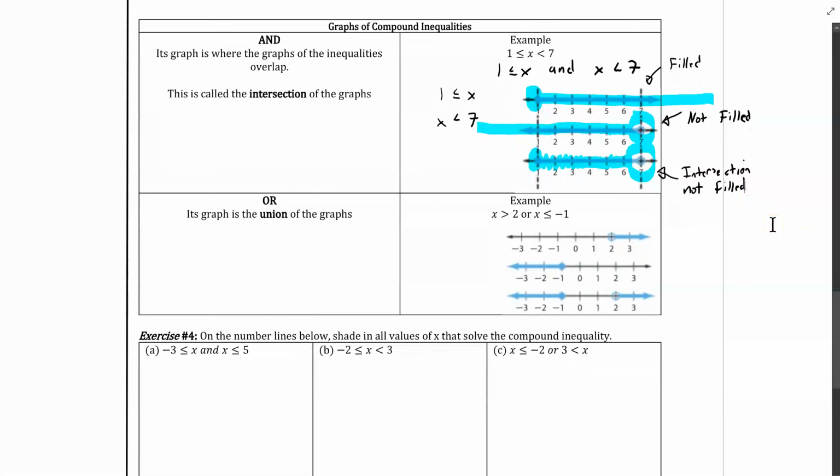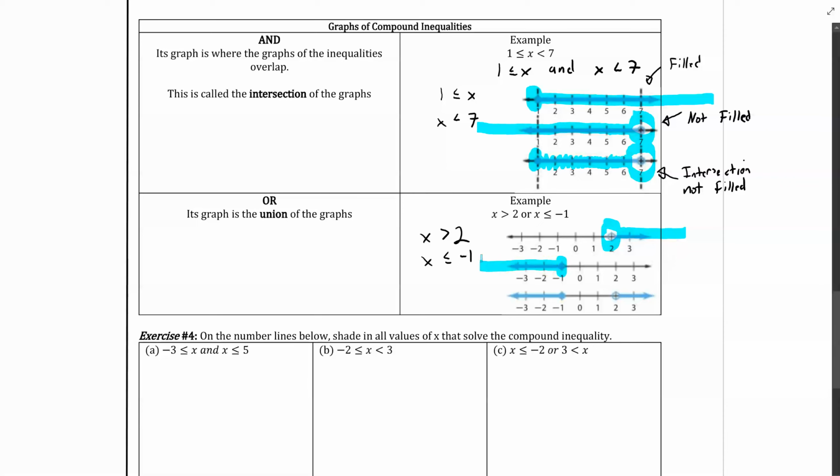Now, for the OR graph, the OR graph is the union of the graphs, and what that means is as long as it's filled in somewhere, it will be filled in the final graph. So consider x is greater than 2. We have an open circle at 2, and everything bigger. For the inequality x is less than or equal to -1, we'll fill it in at -1, and everything smaller than that.